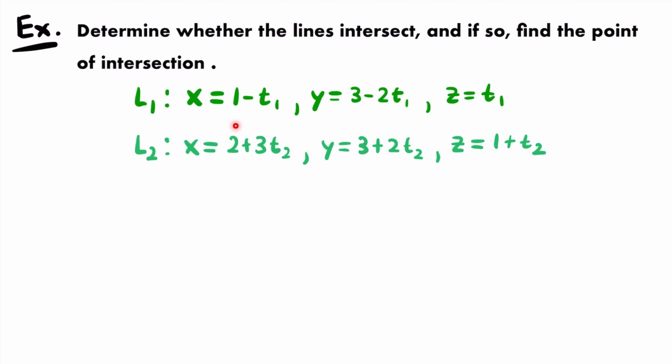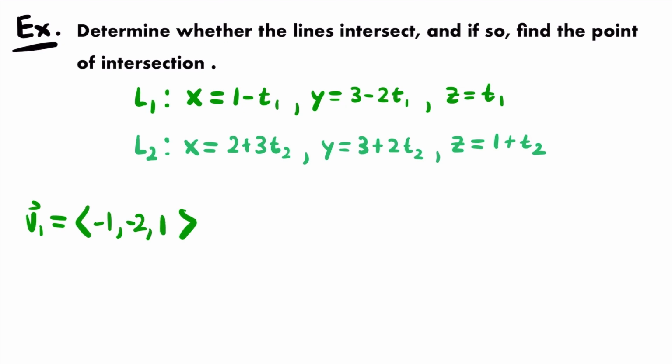Remember that when you're given a set of parametric equations for a line, the components of a direction vector can be found by looking at the coefficients of the parameter. In this case, for line 1, our parameter is t1, and then of course for line 2, the parameter is t2. But let's focus on line 1 here. The direction vector for line 1 I will represent with vector v1. And that will have the components that are the coefficients of that parameter t1 from each equation. So the x component will be -1, the y component will be -2, and the z component will be 1. So we'll have -1, -2, and then 1.